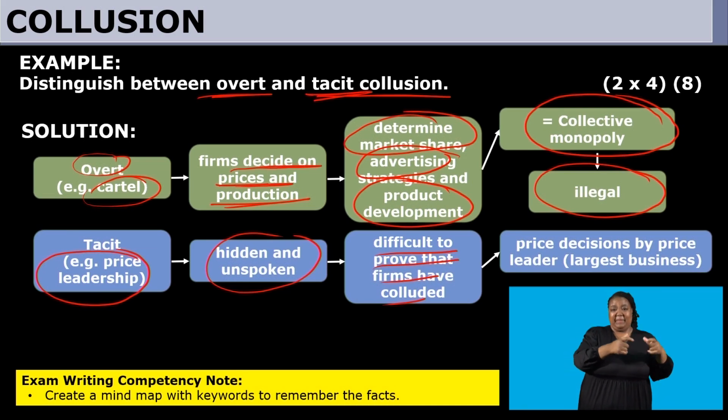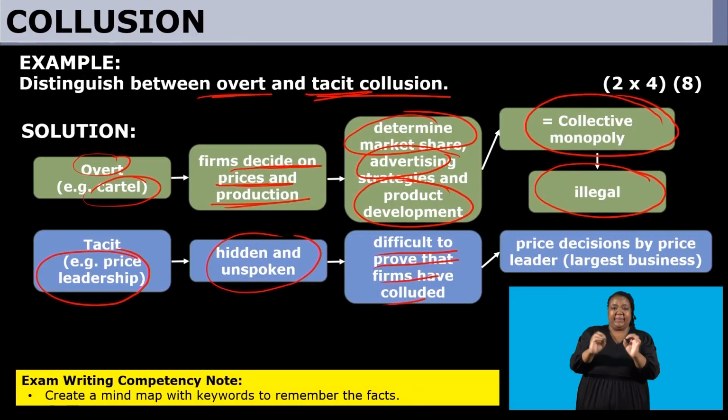So one firm, usually the largest business or the dominant firm in that market, will announce their decision either to increase the price or to reduce the price. Now, if other firms respond by increasing and reducing their prices as well, then we say a pattern of price leadership has existed. And in this case, eventually each and every firm will end up selling their product at the higher price. But it's not formal, it is a hidden and unspoken way of colluding.